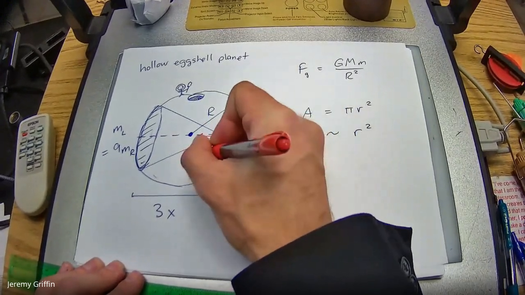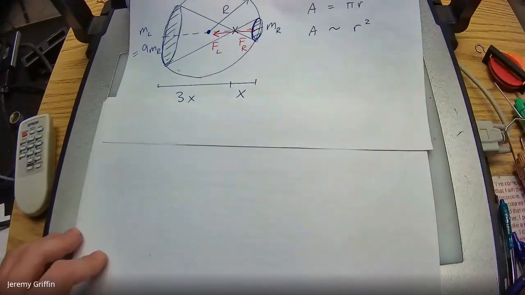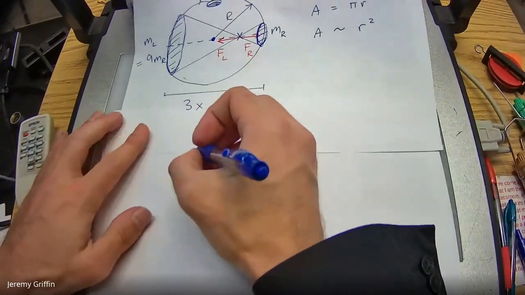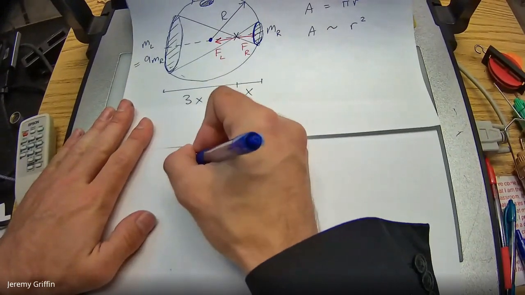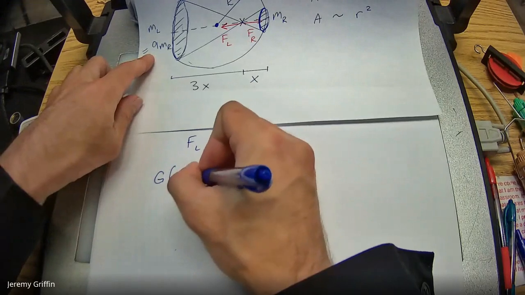So, what is the force left versus the force right? Let's compare those. I know the force left is equal to G times 9 M_R.